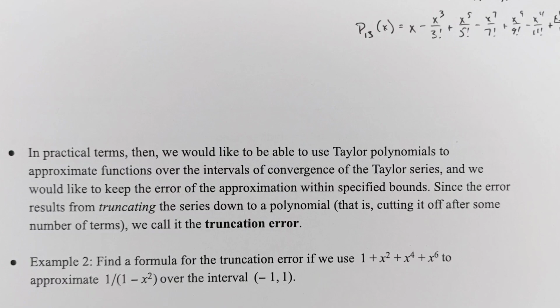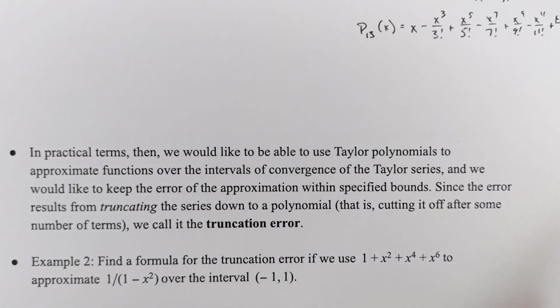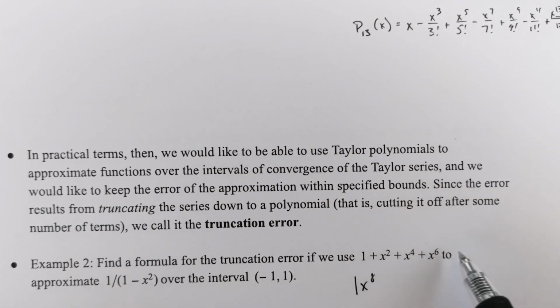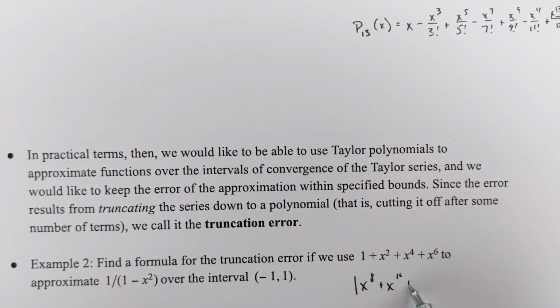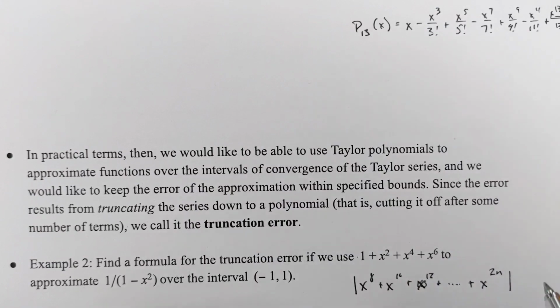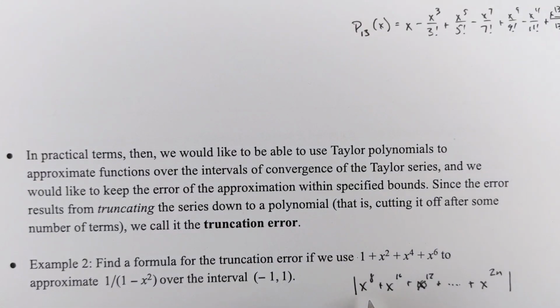So the truncation error is the part that we left off, which would be x to the 8th, look at the pattern, plus x to the 10th, plus x to the 12th, plus so on and so forth, all the way up to x to the 2n. Notice it always doubles. 0th, first term, second term, third term. The exponent is twice. So that is our truncation error.